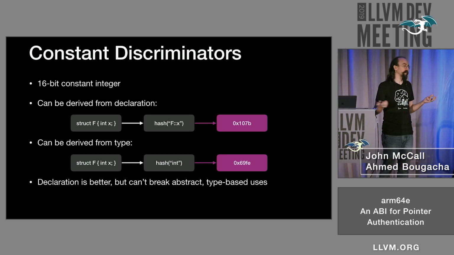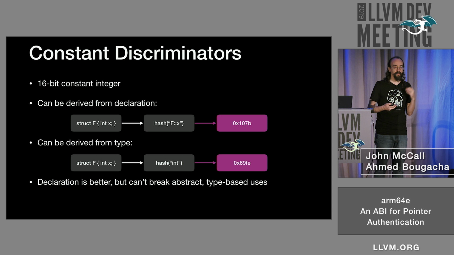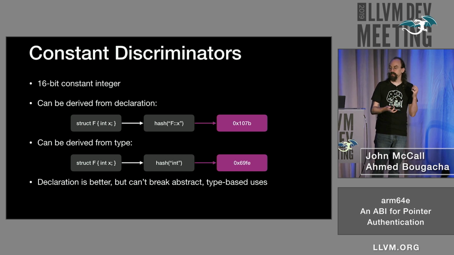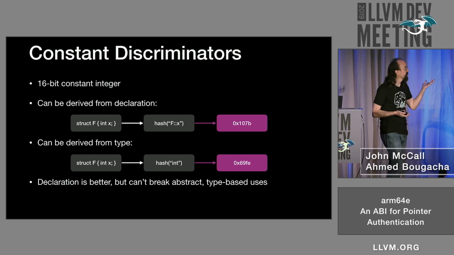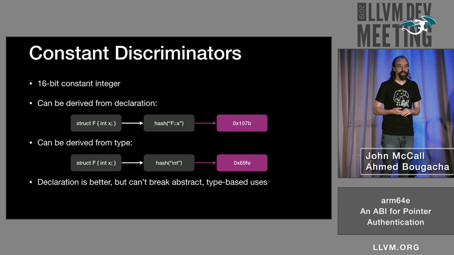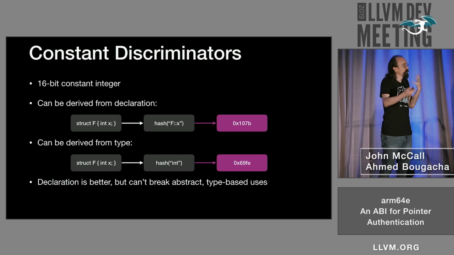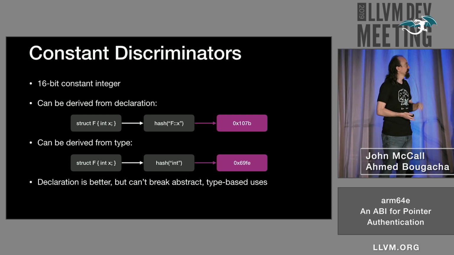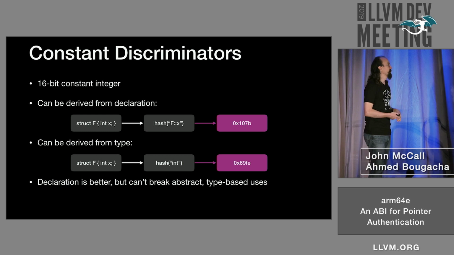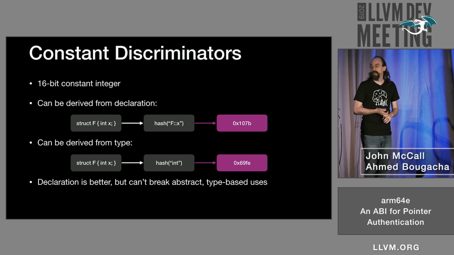So how do you pick a constant discriminator? Well, typically if you're a compiler, you're going to be deriving it from something about the program. So you can derive it from a declaration. So if I've got a field X, theoretically, if I was signing a pointer to this thing, then I could sign that with a string derived from the fact that this is the field X of the struct F, right? That's a very precise amount of signature.